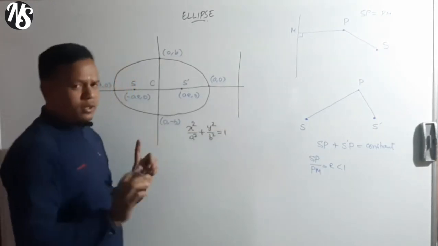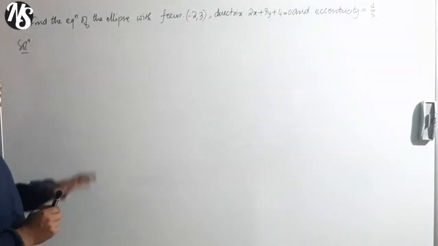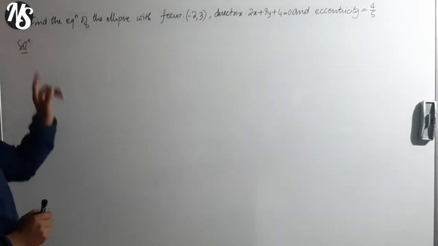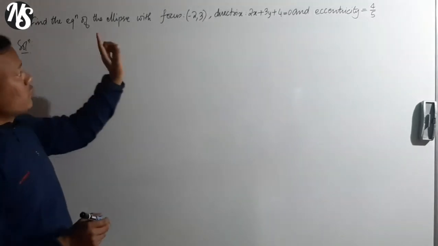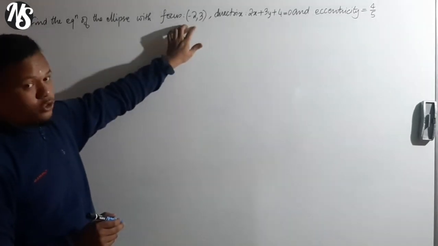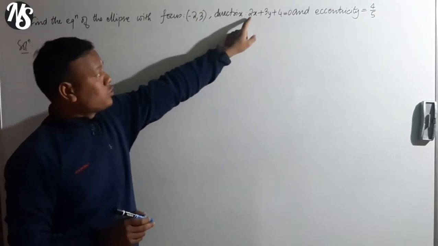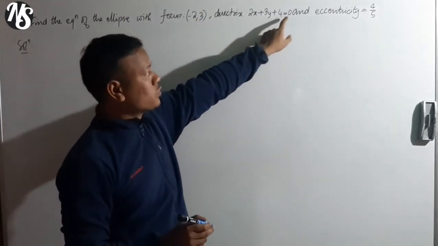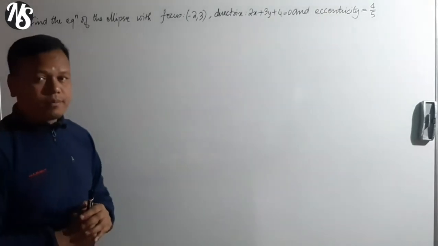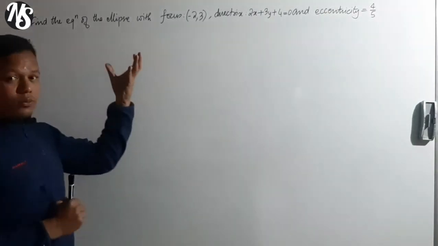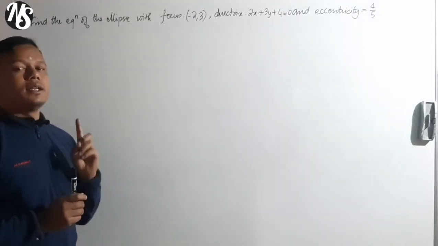This is the standard equation. Okay, all right, dear students, let's see the first question for the day. The question says, find the equation of the ellipse with focus (-2, 3), directrix 2x + 3y + 4 = 0, and eccentricity 4/5.